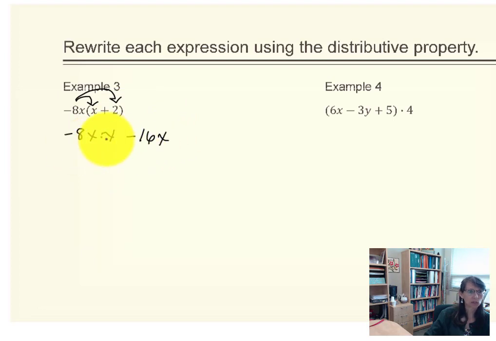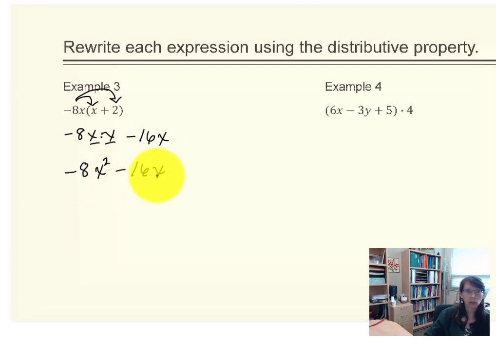Now going back to this first expression, you can see that x was being multiplied by another x, so we typically would not leave it expanded. We would use exponent notation. So negative 8 is really multiplied by x raised to the power of 2, because we have 2 bases of x. And then we still have negative 16x.